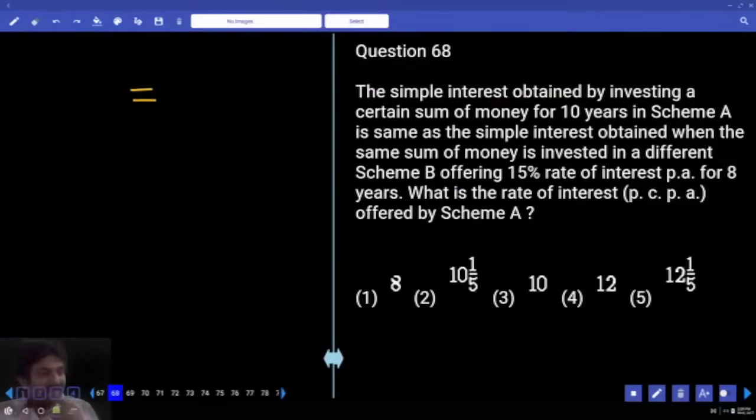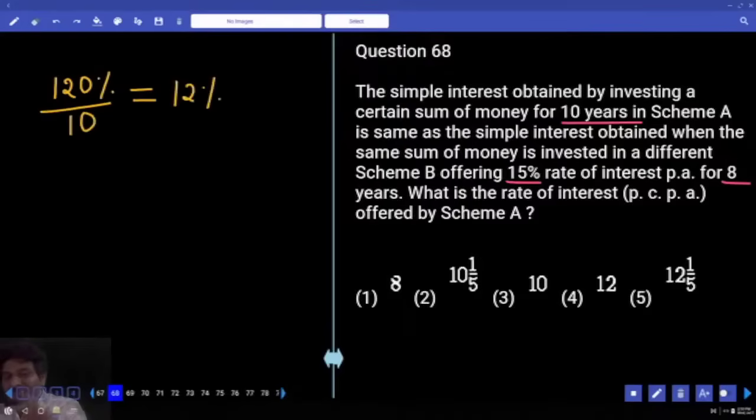Correct. Second case, rate of interest 15%. How many years? 8 years. How much interest are you getting? 120%. The same interest you should get even in scheme A. Scheme A and scheme B, both principals are same. Correct. And in scheme A, it is given for how many years? That means in 10 years you should get 120 percentage. Then per year you should get 12%, that's it.